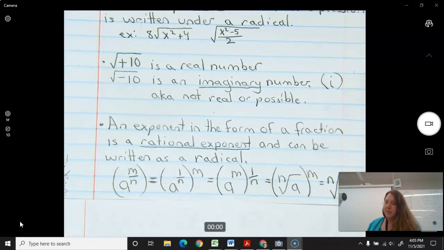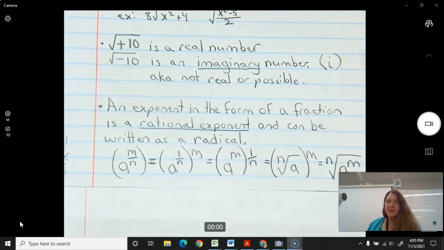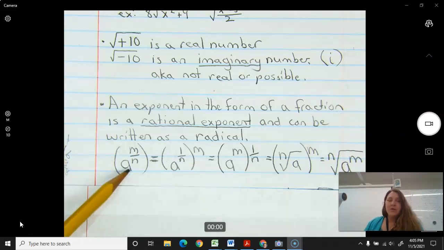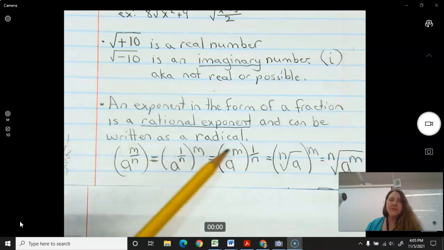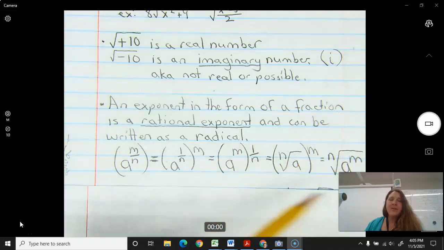So some other basic information when it comes to dealing with square roots is that you can actually see a square root in what's called a quotient form or a fraction form. So you could see this, this, this, and this. And they all actually mean the same thing. So this is where we're talking about different ways of writing the same thing.